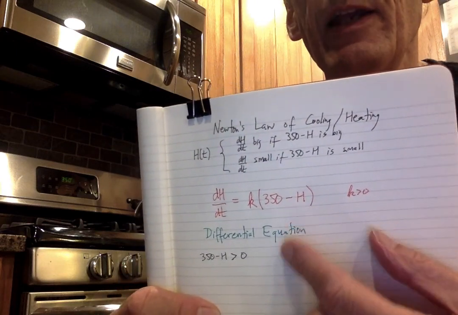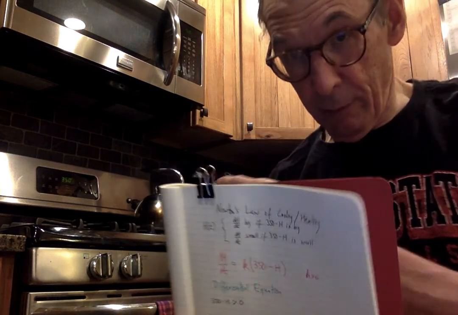Okay, so we've got the mean value theorem. So here's the situation. If 350 minus h is positive, so that would be where the temperature is less than 350, like it is right now, then that means that because k is positive, dH by dt is positive, and that means that h is increasing as a function of time. Well, that's what we expect. You put a cold potato in a hot oven, temperature goes up. Hey, we like that.